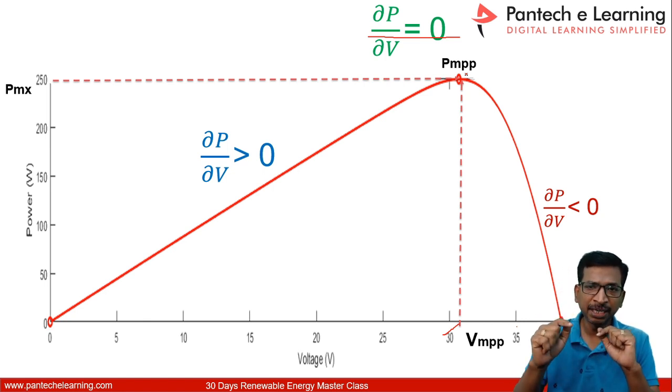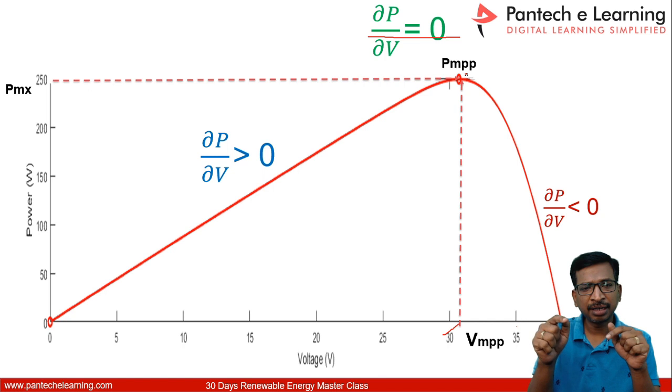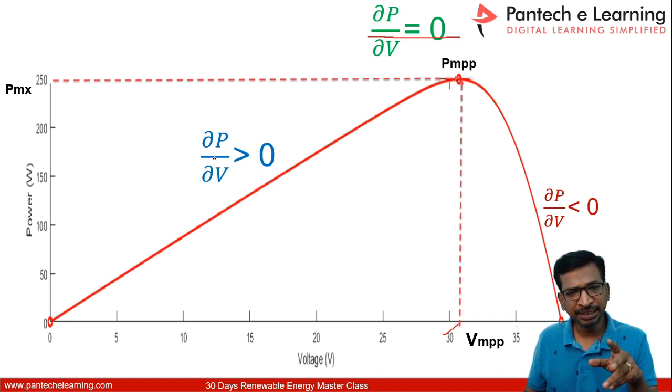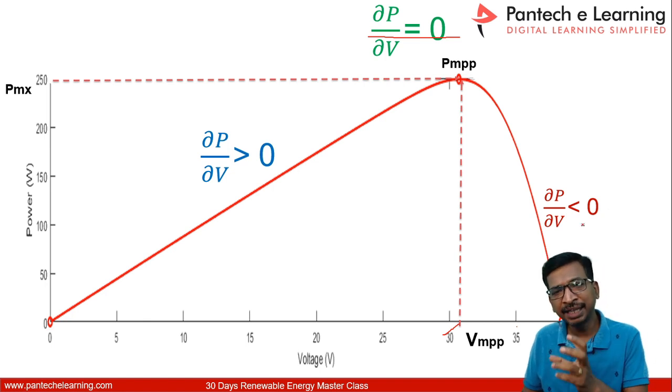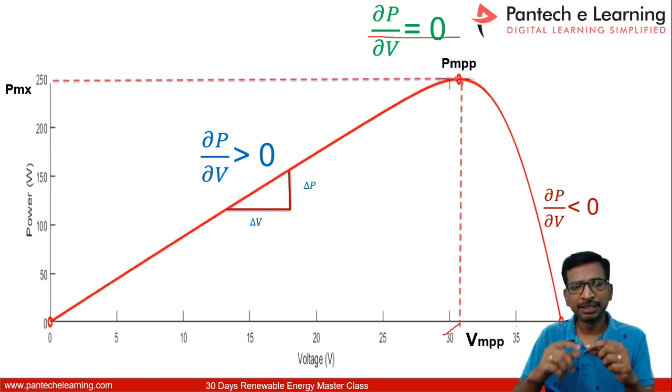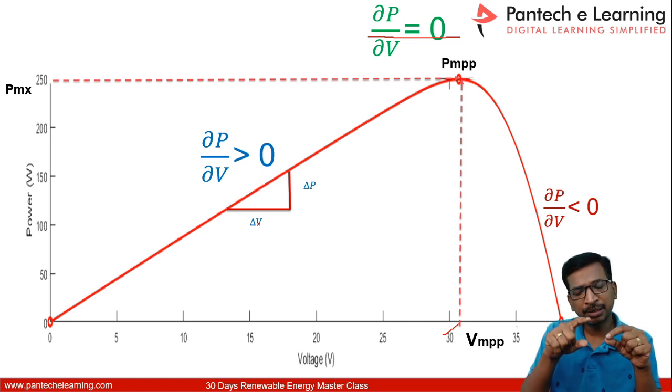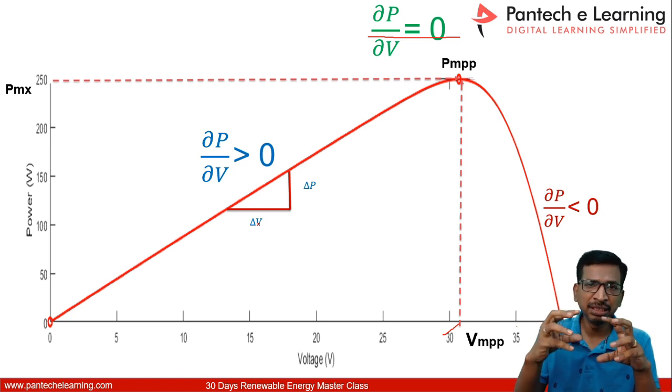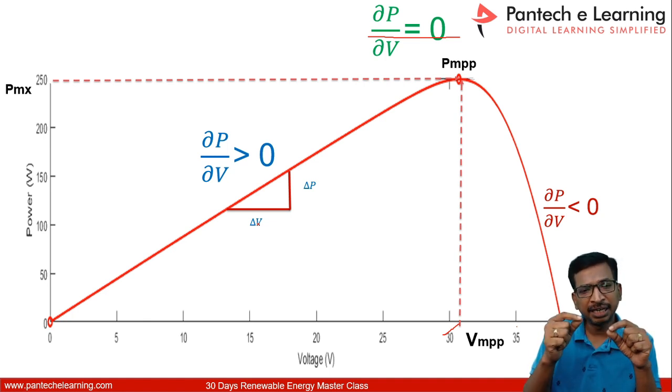So at the maximum power point we are at the 0 slope, and for the rate of change of power with respect to voltage, if it is greater than 0, that is called the positive slope. If it is less than 0, then we call it a negative slope. Now each and every sample, the equation of the MATLAB model, will form an exponential equation. That equation is solved for each and every sample.